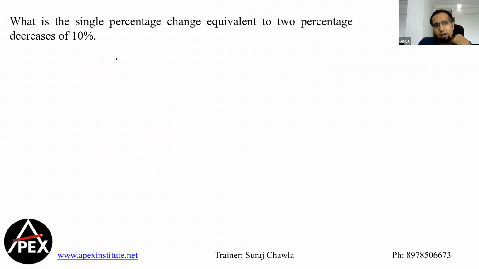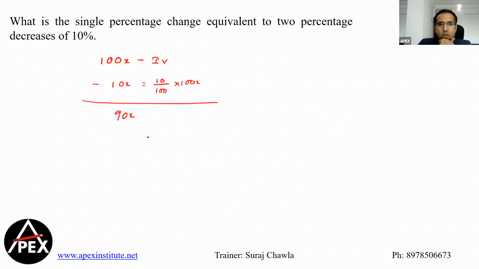I repeat, guys, if the initial value is equal to 100x, what is 10% of 100, guys? That is 10x, which means the value has now become how much? 90x. Now there will be a second drop of 10% on 90x. What is 10% of 90? 9x. So can I say the final value has become 81x?